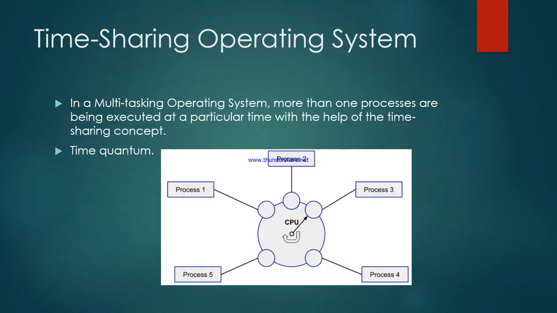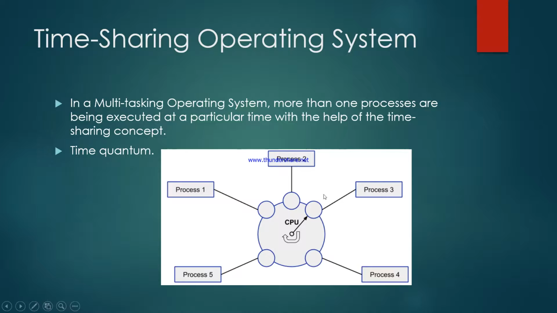Second one is the time sharing operating system. In a multitasking operating system, more than one process is executed at a particular time with the help of the time sharing concept. In the time sharing environment, we decide a time that is called the time quantum, and when the process starts its execution, the execution continues for only that amount of time, and after that other processes will be given a chance for that amount of time only. In the next cycle, the first process will again come for its execution, and it will be executed for that time quantum only, and again the next process will come. So this will continue.